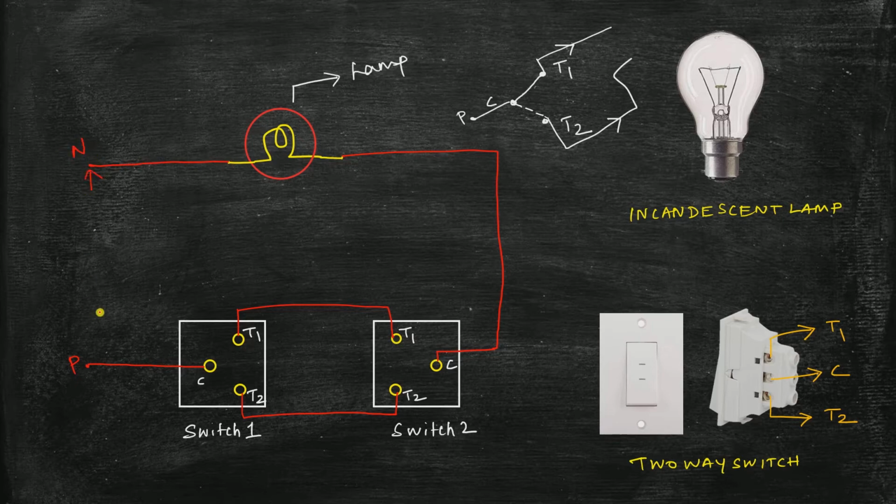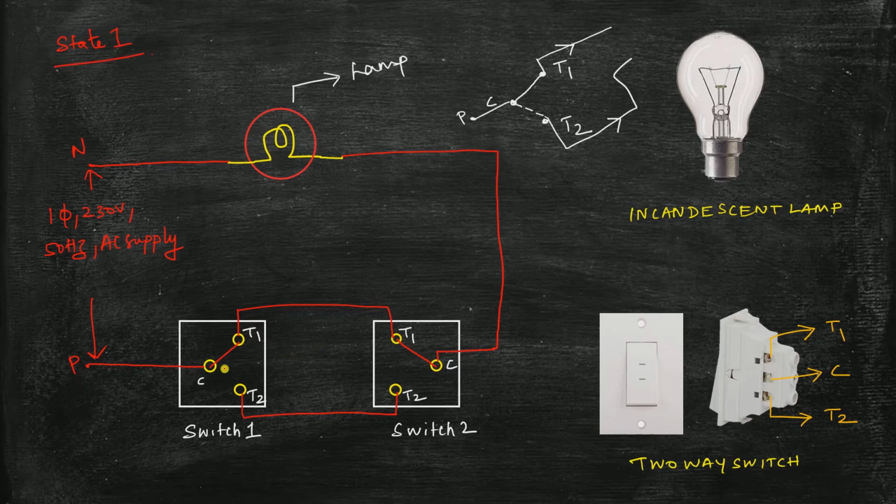Let me write the specification of the power supply. So this is a single phase circuit. The specification is it is a single phase 230 volt 50 Hz AC supply. You must have observed that in both switches 1 and 2 I have not represented the link. So let me create a link between C and T1, and similarly let me create a link between C and T1 of switch 2. So this state, let me call it as state 1.